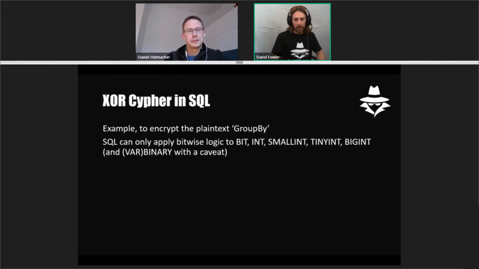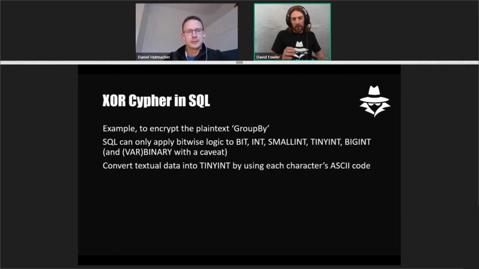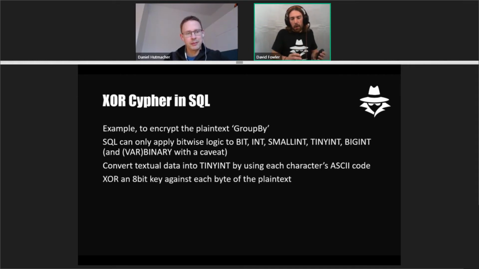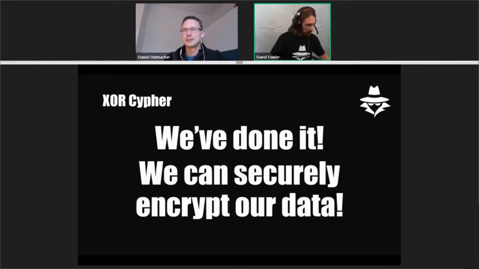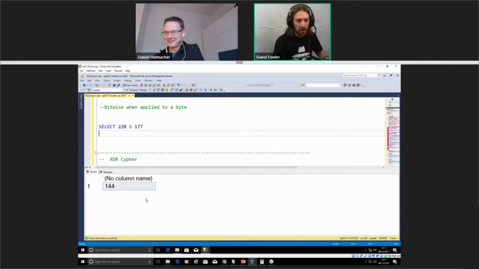Well, one way we can do it is to use the ASCII code of each character. So the ASCII code will give us a bunch of tiny ints, one tiny int for each character of our plain text. With that, we can then just apply an 8-bit XOR to each byte of our plain text, each of those ASCII codes. That will give us some encrypted ASCII code, which we can convert back into its character representation, and that will reveal our ciphertext, our encrypted data. So now I can jump over to SQL and show you this in action.